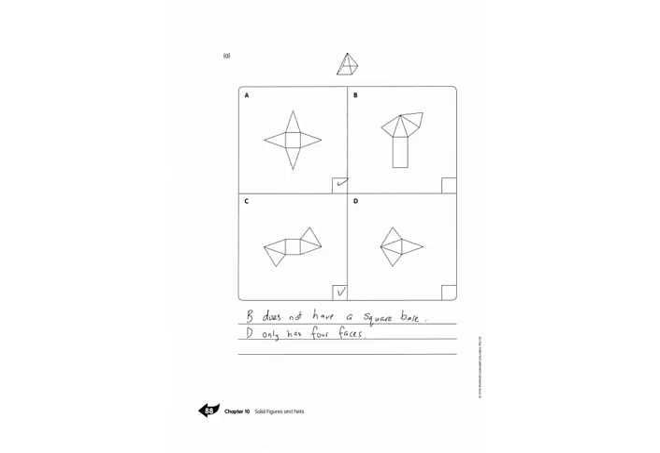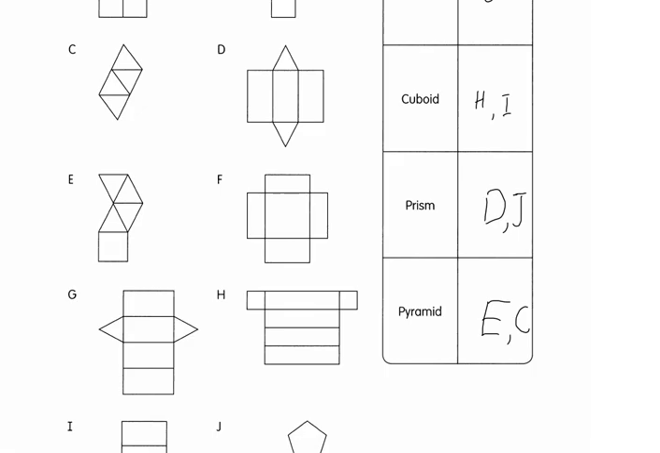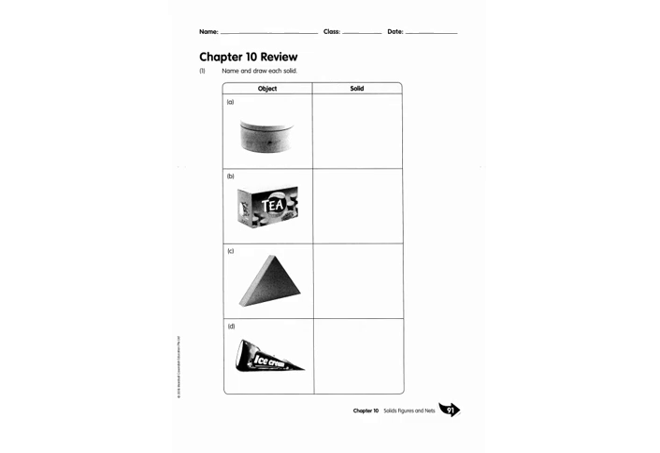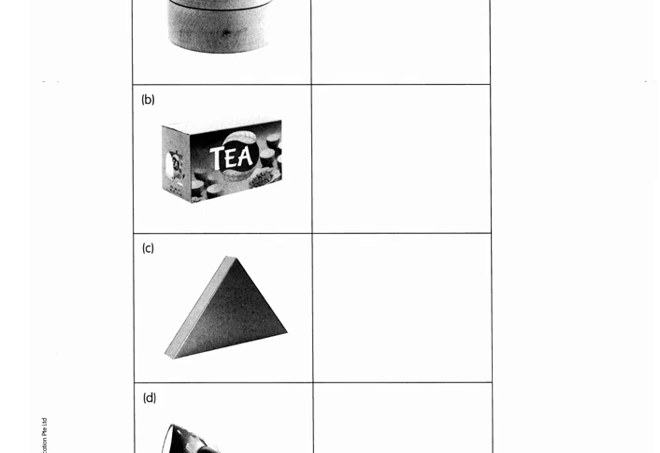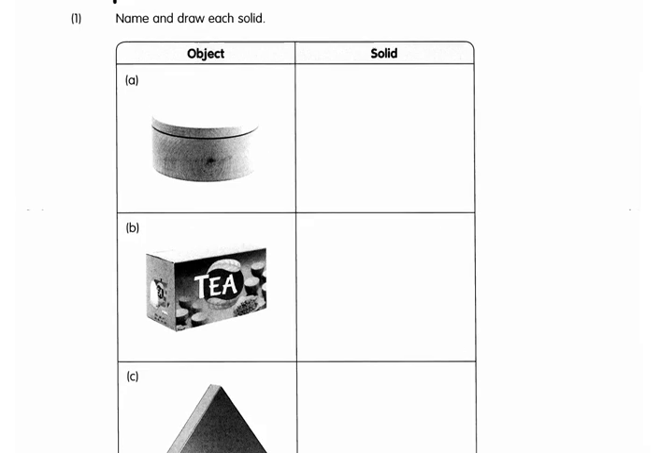Okay, then anything you all want to add for this? If not, then let's move on to the next. Chapter 10 review. We are supposed to name and draw each solid. I think drawing wise, I'll let you draw it on your own. You know how to draw it out, right? Let's identify it for the first one.